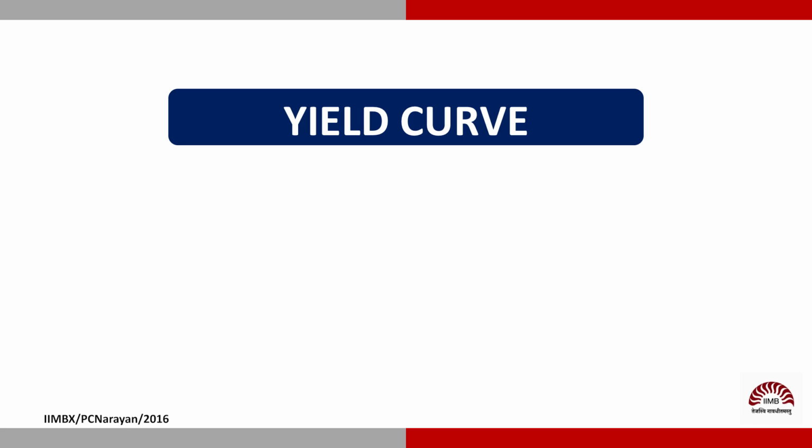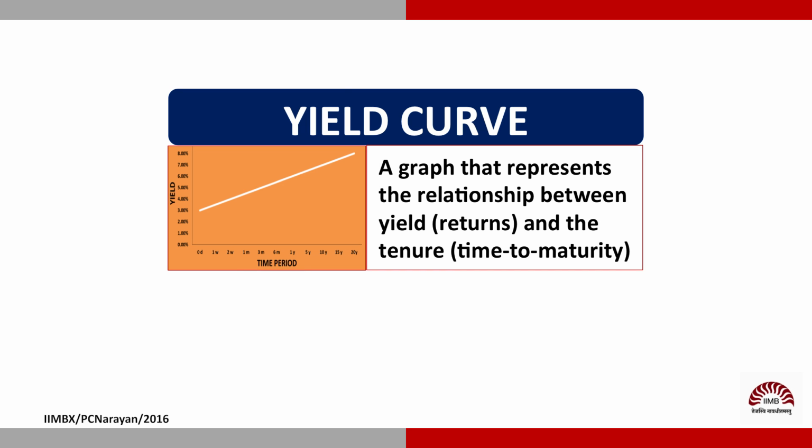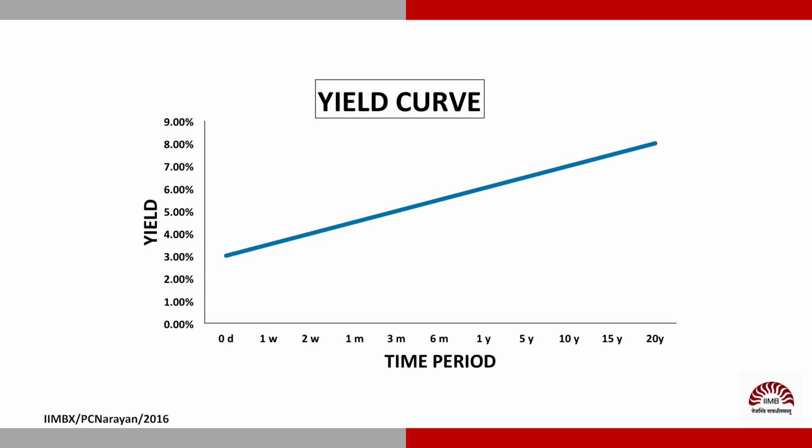The concept of yield curve is essential to our understanding of interest rate risk. Yield curve is essentially a graph that represents the relationship between yields, that is returns, and the tenor or the time to maturity. As you can see on your screens now, the x-axis of the graph shows the tenor or the time to maturity going from 0 days to 20 years. The y-axis shows the yield or the interest rates.